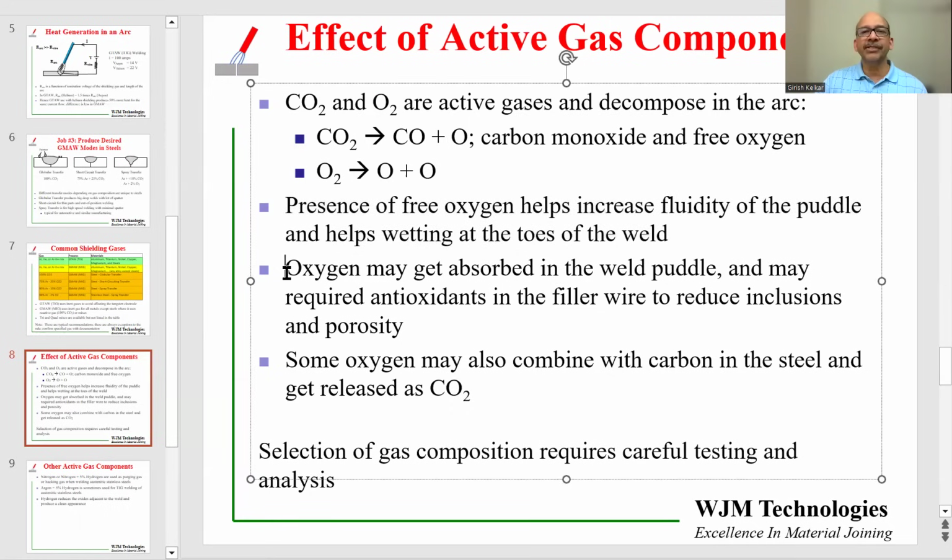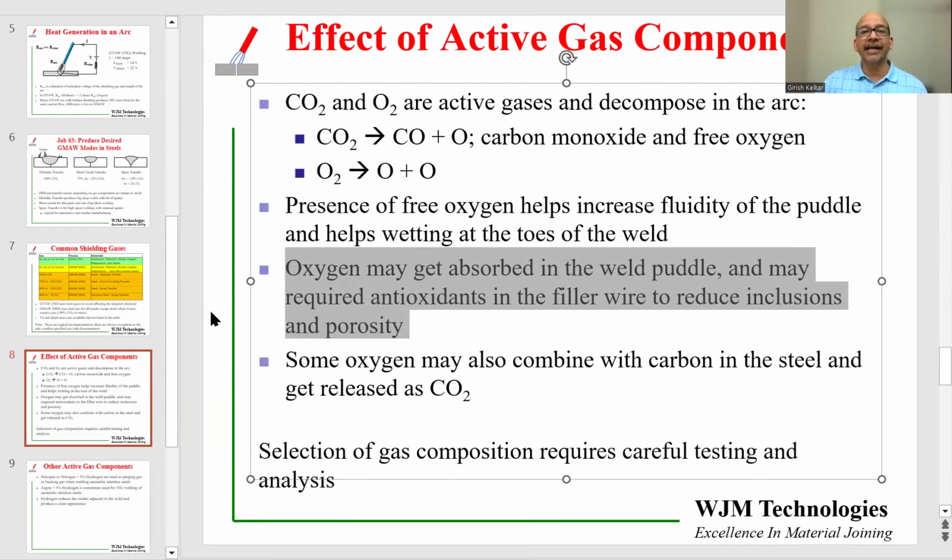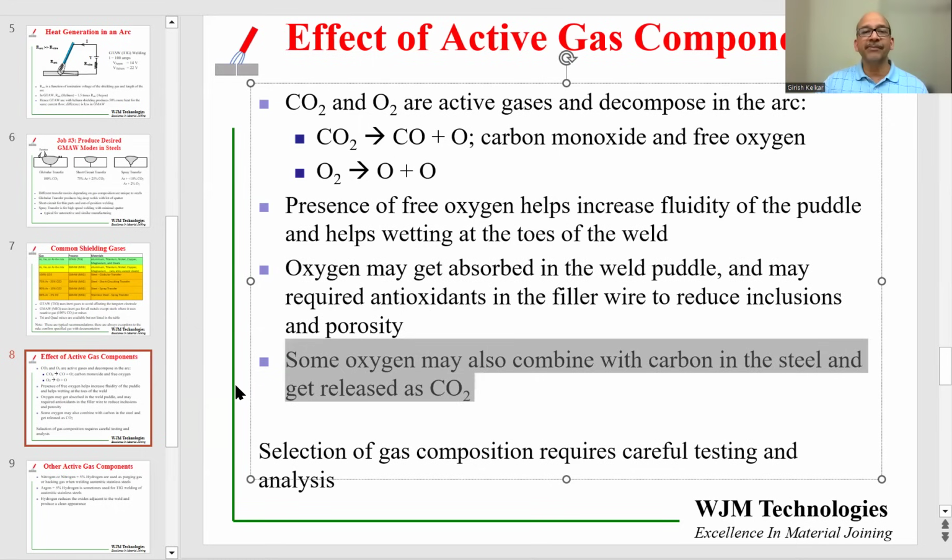However, keep in mind that oxygen may get absorbed in the weld puddle and sometimes may require antioxidants to be added in the filler wire to reduce inclusions and porosity. Some oxygen might also combine with carbon in the steel and be released as CO2. So some of the carbon could be lost from the weld puddle because of the presence of this free oxygen in the active gas. Selection of the gas composition requires careful testing and analysis. There are many, many choices depending on the steels, the filler wire, and the process, so you have to select the right gas for the right application.